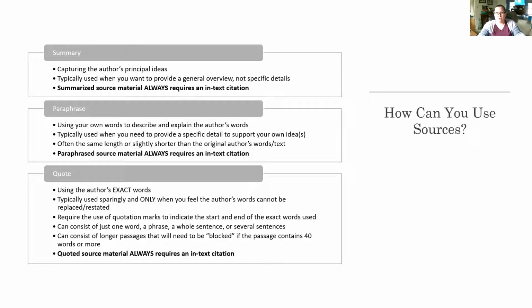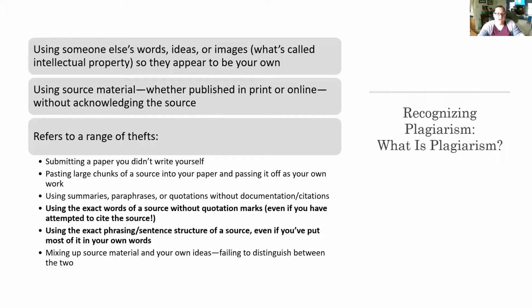So basically what we've learned from this slide in particular is there are 3 ways that you can incorporate source material into your paper, but no matter which method you choose, you have to provide an in-text citation every time, no questions asked. That is super important, right? If you don't include the citations, this could be considered plagiarism.